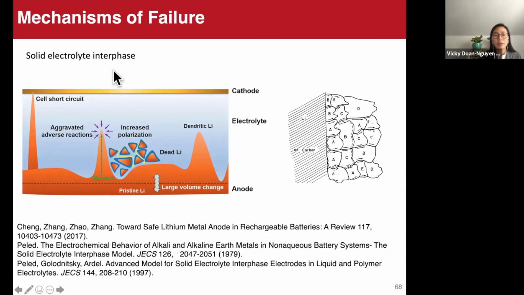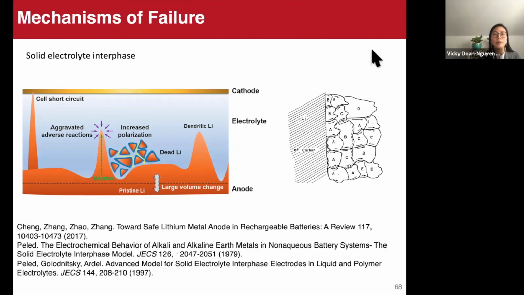Now, the solid electrolyte interface is not always a deleterious effect. In fact, some solid electrolyte interfaces that form will actually be beneficial. They can actually protect the electrode surface from forming other unwanted phases that could contribute to increased polarization or other adverse reactions. And so the moral of the story here is that you want a controlled solid electrolyte interface and not an uncontrolled solid electrolyte interface.